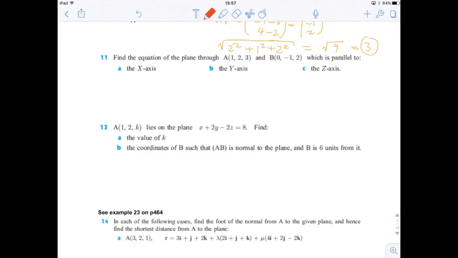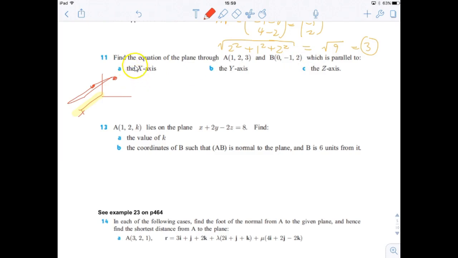Okay, so let's picture this. We have a 3D coordinate system. Here I've marked the x-axis with yellow, and I've drawn an approximation of the points A and B, and I've drawn a plane through them which is parallel to the x-axis.